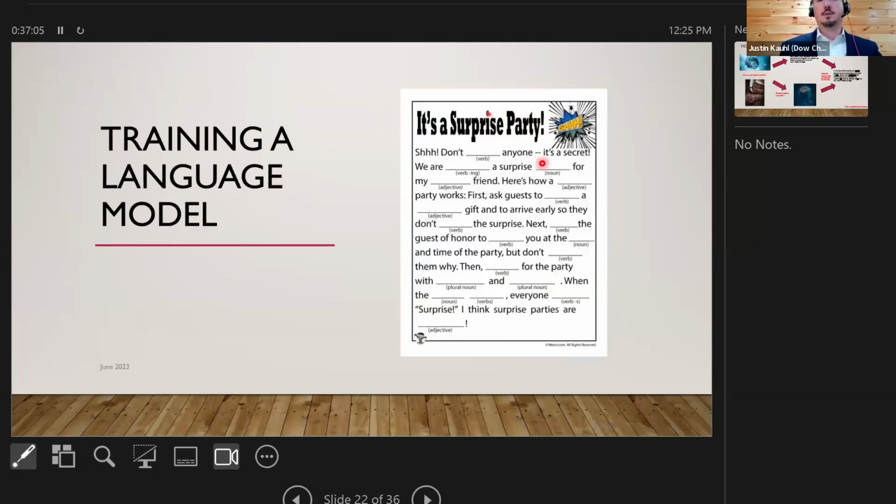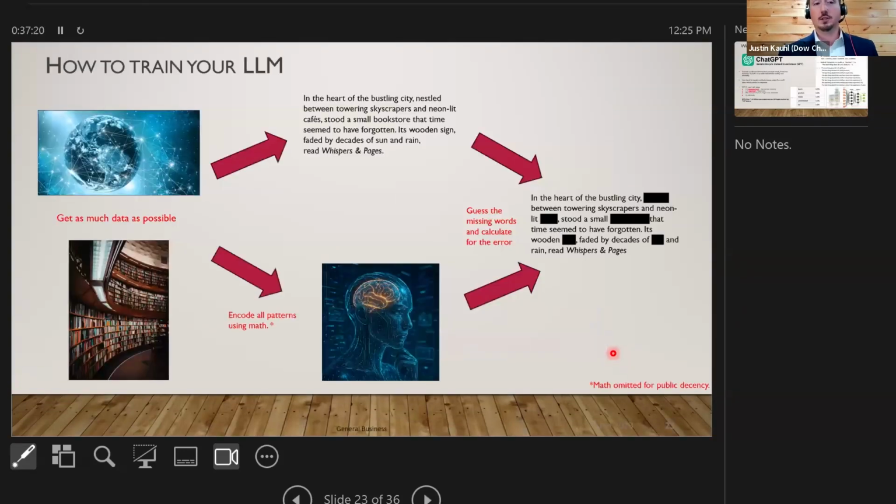And so when we do something like training a language model, it's very similar to Ad Libs, right? I don't know if anyone's played these, but I used to love doing these when I was a kid. The idea is that there's a bunch of blanks and you've got to fill it in. And so what we'll do to train these large language models is we get as much data as possible. So tons of books, tons of web information. Like GPT-3, I think, was trained on a lot of Reddit information, a lot of Library of Congress books and things. And we want to encode all of the patterns that we see in there as math.